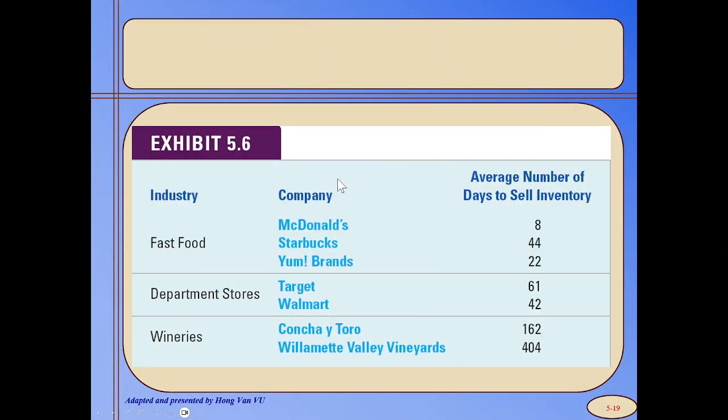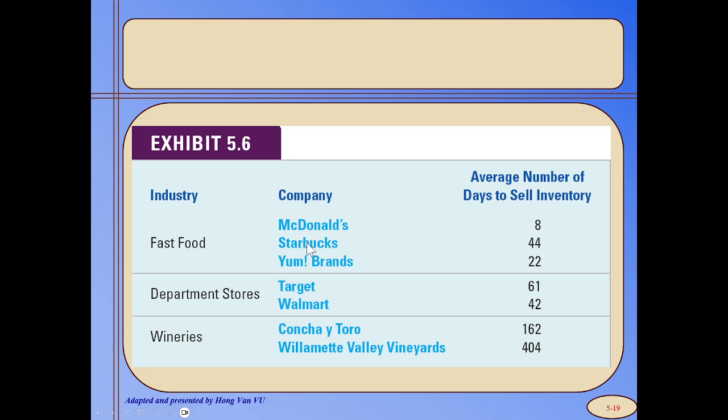Now this exhibit shows the average number of days to sell inventory for 8 real world companies in 3 different industries. Why do some industries take longer to sell their inventory than others? Why is quality wine aged before it is sold? Time spent in inventory is actually a part of the production process. Generally, the longer the time spent in the aging process, the higher the quality.